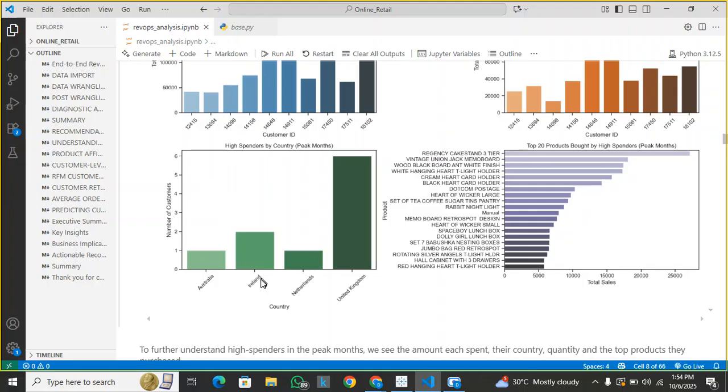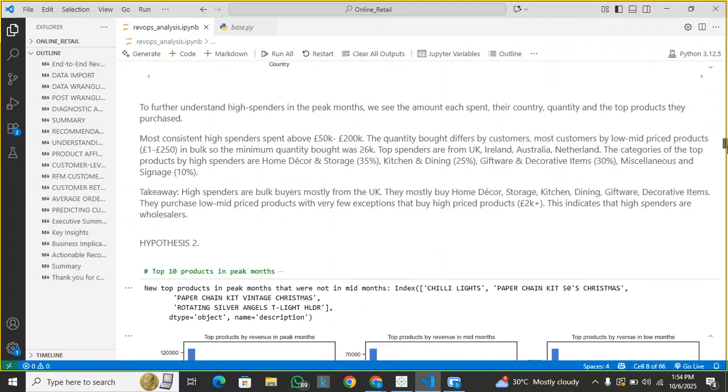and Australia, Netherlands. Then these are the products they purchase more. These are the top products that they purchase in the peak months. So this can help us understand what the high spenders, our wholesalers, prefer to buy from this business. So it's an insight.